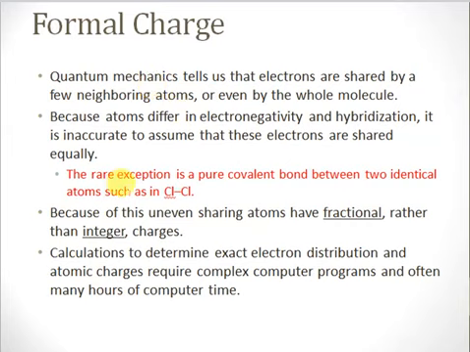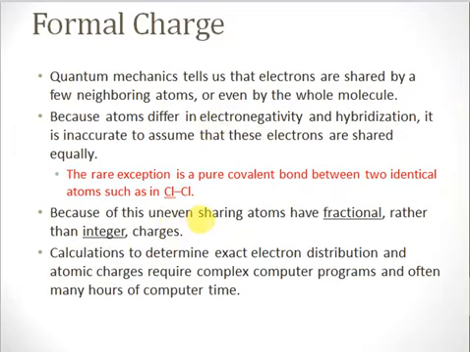Electrons are only shared equally when there is a pure covalent bond, right? And a pure covalent bond exists only between two identical atoms. For example, if the bond is between chlorine and chlorine, both of these are identical atoms, so this is a 100% covalent bond, and in that case the electrons are shared equally, right? Otherwise, if the atoms are different, then electrons are never shared equally.